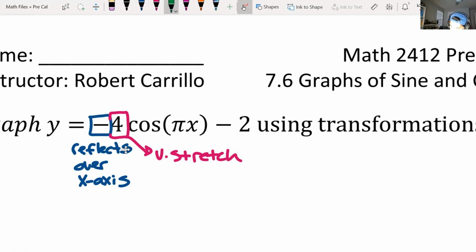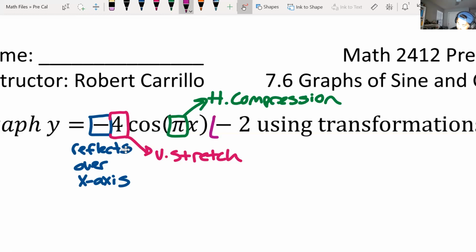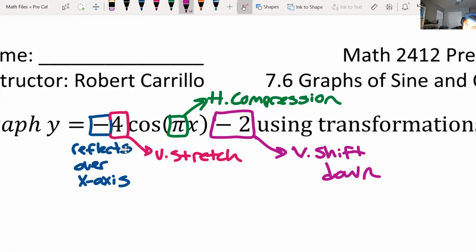What is the pi going to do? Horizontally compress it. Horizontally compress it. Because pi is bigger than 1, right? So if it was pi over 2, would that still be a compression? Because pi is like 3.14 over 2. Yep, it'd still be a compression. So just to keep it simple again, just multiply by the reciprocal. And what's this minus 2 going to be? Shift down. Vertical shift down. Look at that. So now we're ready.